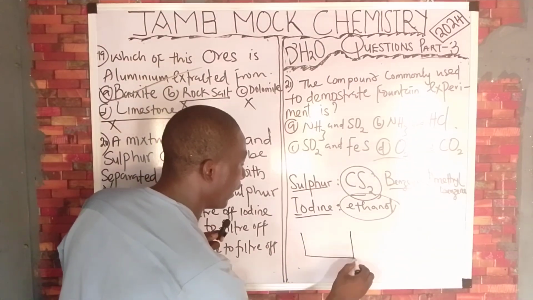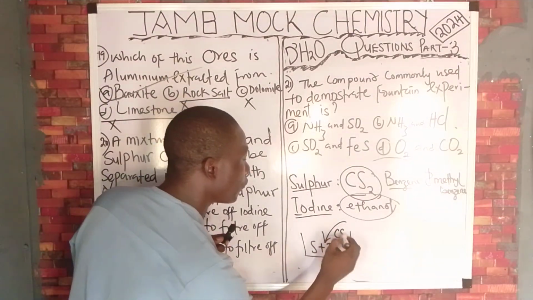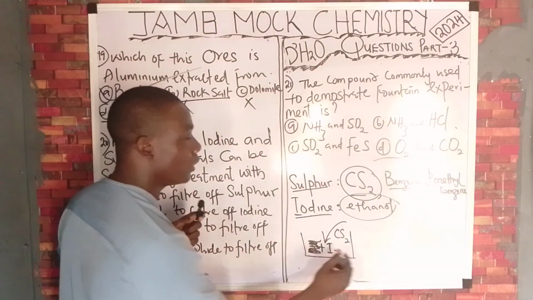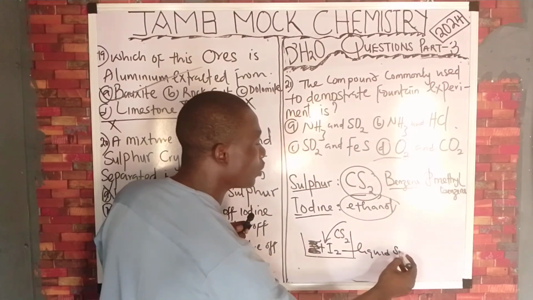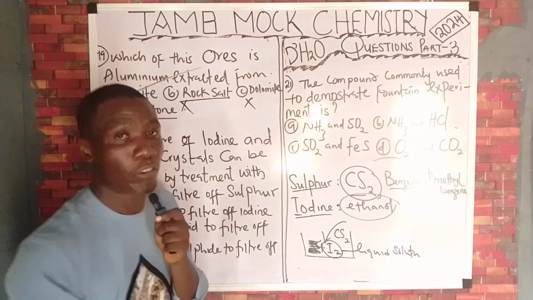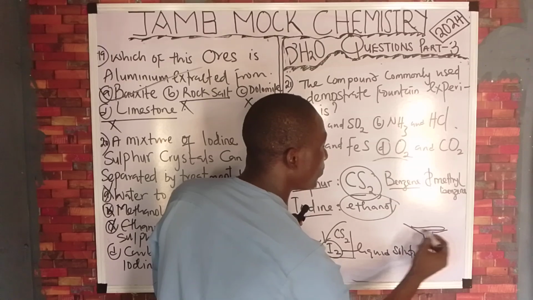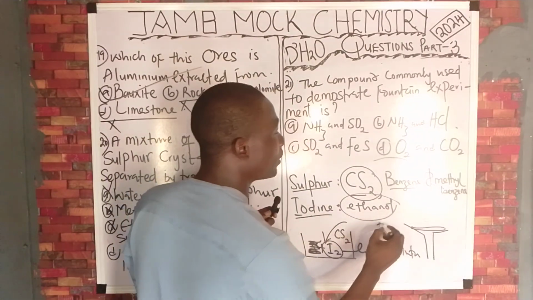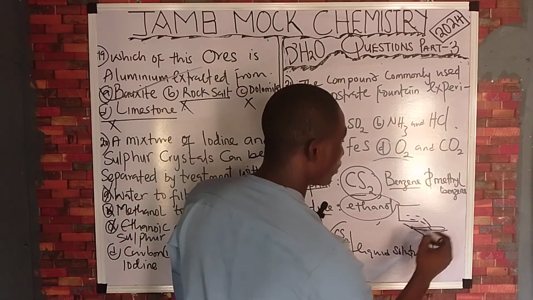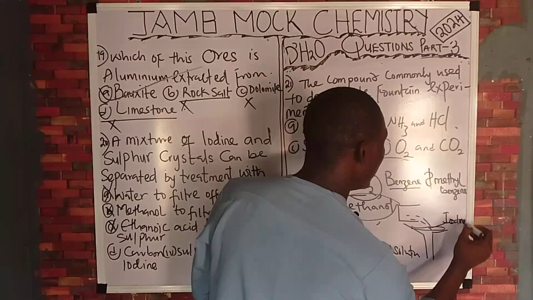If I have sulfur here plus iodine crystals and I add carbon disulfide, what will it do? It will dissolve this one. By the time it is dissolved, it will be in a liquid solution. So the crystals that will be left will be those of iodine. You can put it into a funnel containing filter paper, so that by the time the liquid gets to this place, what will be here will be your iodine.